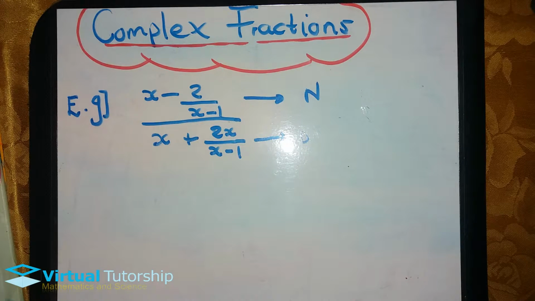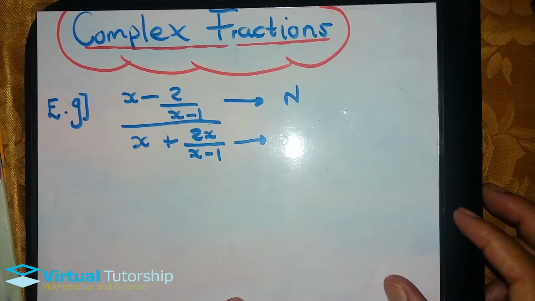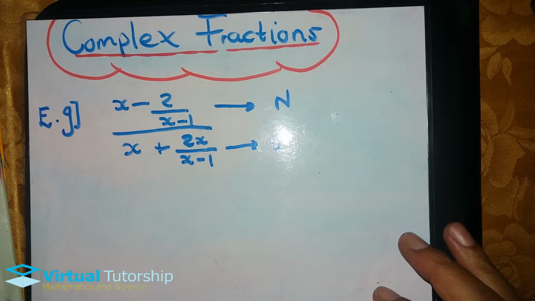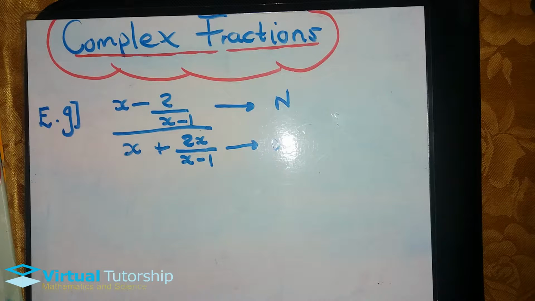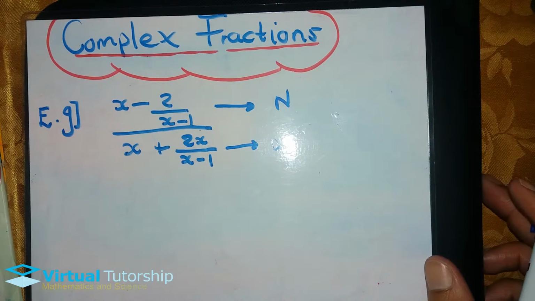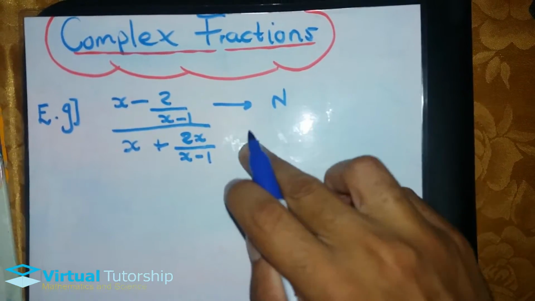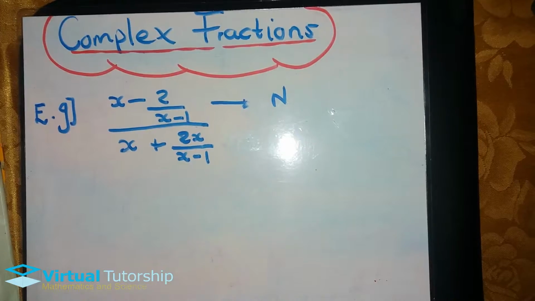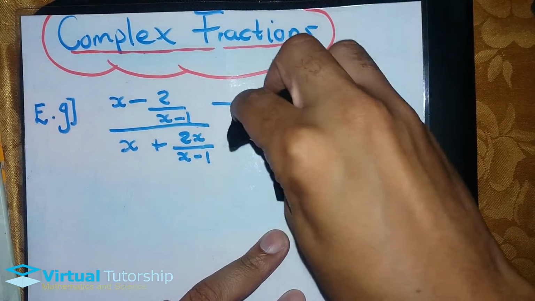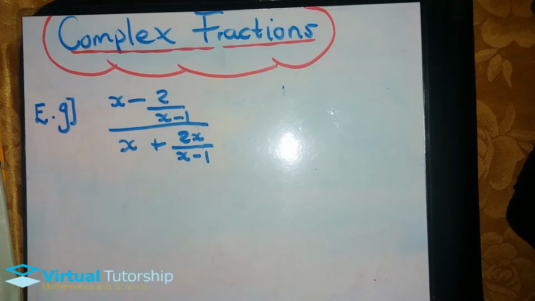So I was just explaining a complex fraction. A complex fraction is a fraction that has expressions in both the numerator and the denominator, and inside those expressions there are other fractions too. So complex fractions like this are solved in this way. I started this fraction as an example.